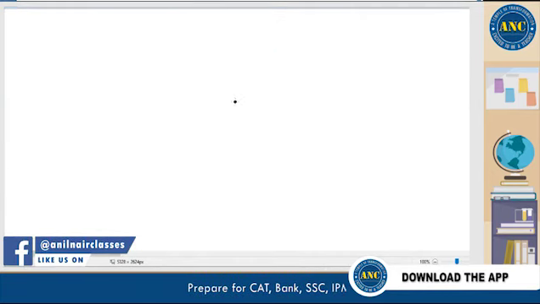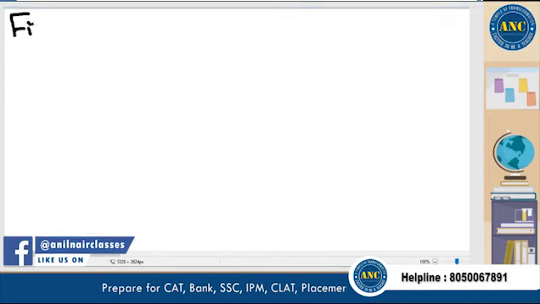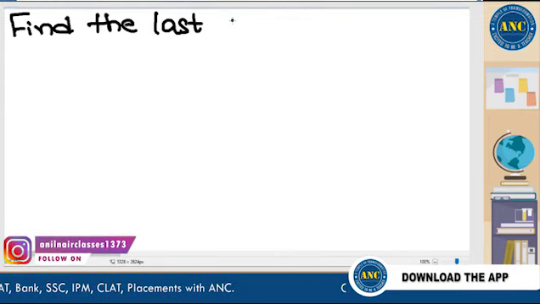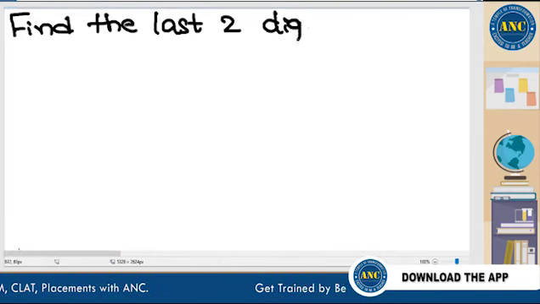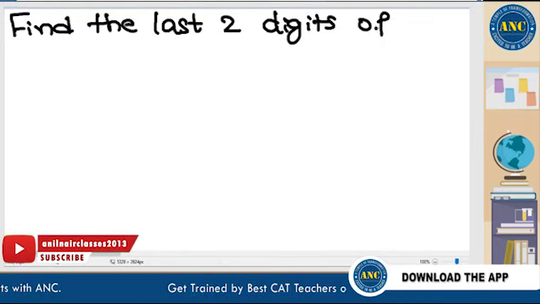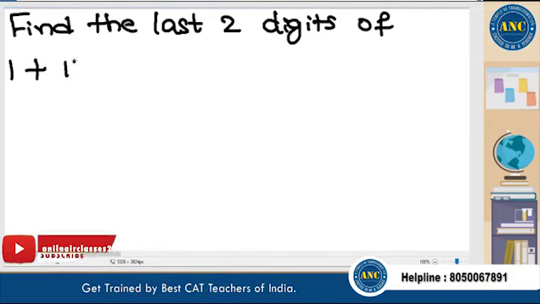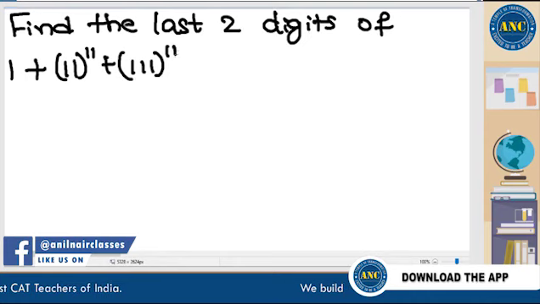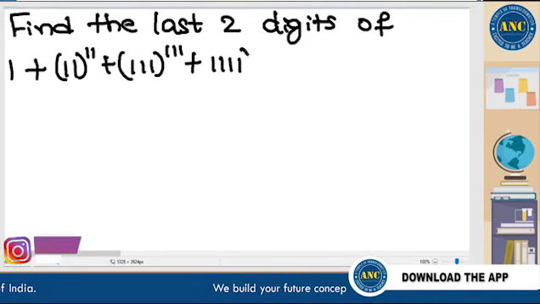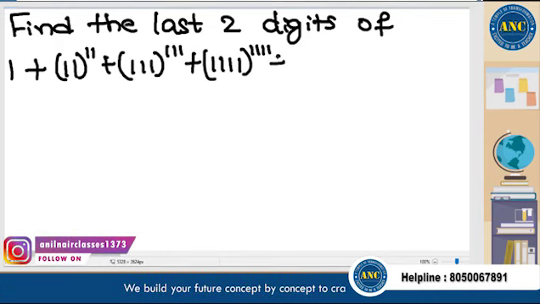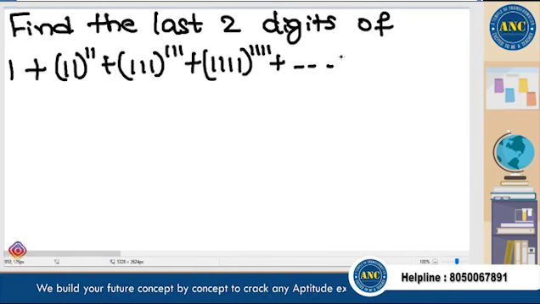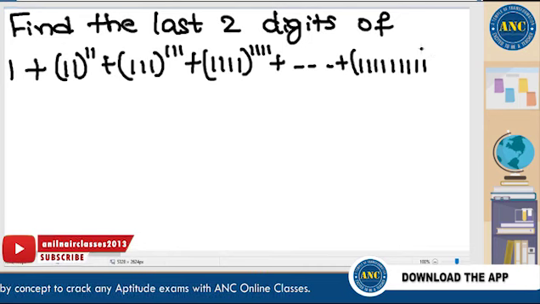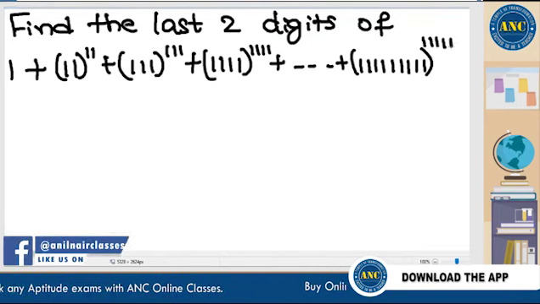Suppose, for example, your question is: find the last two digits of... Listen carefully, sir. I am just extending this type 1 to a next level. Find the last two digits of 1 plus 11 power 11 plus 111 power 111 plus 1111 power 1111. Right? The last number is 1 written 9 times, to the power of, again 1 written 9 times, right?